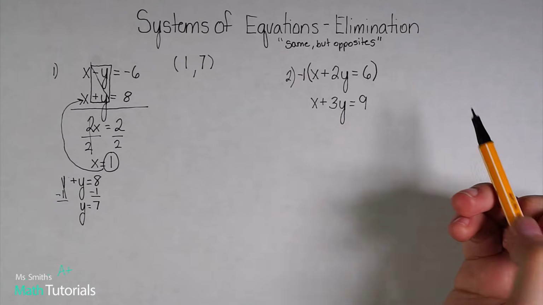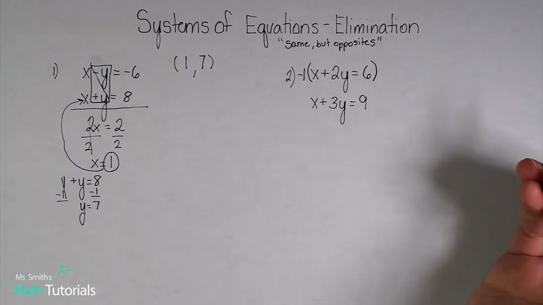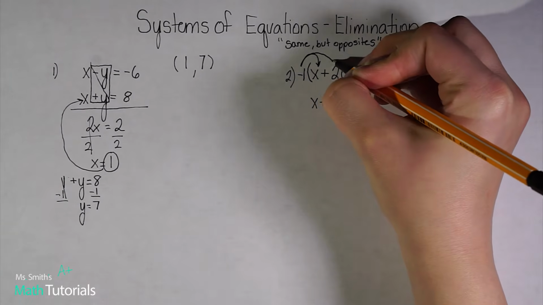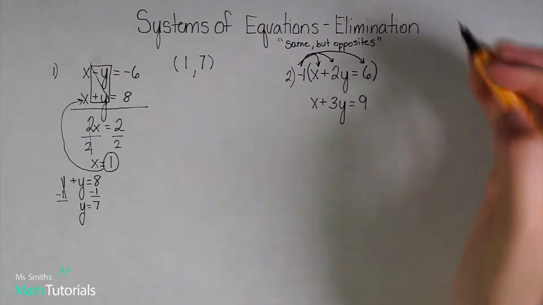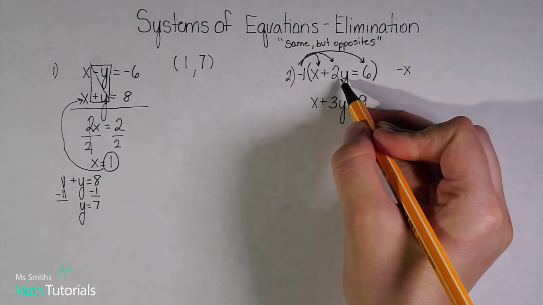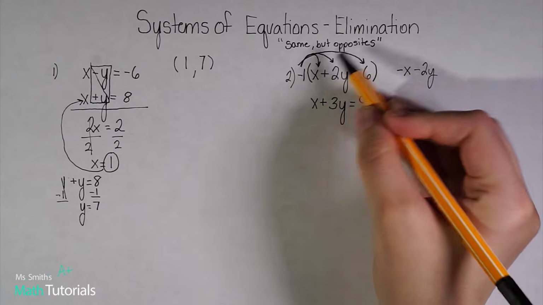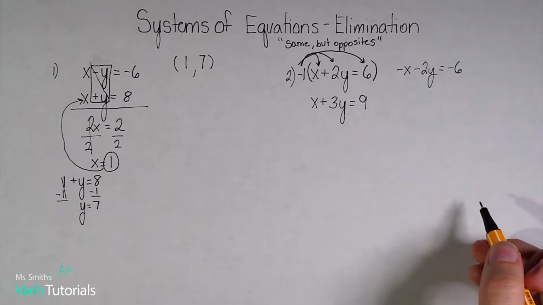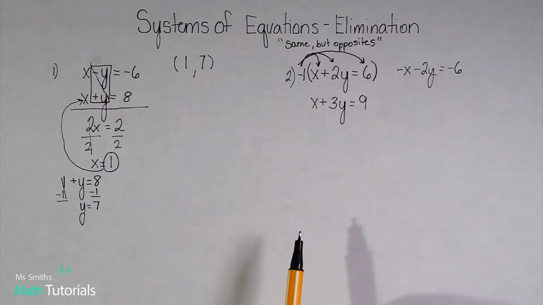So you just have to be careful and make sure you distribute this -1 throughout the whole equation. So I'm distributing it not only there, but there, and there. -1 times x is -x. -1 times 2y is -2y. And -1 times 6 is going to be -6. Okay, so you'll notice I made everything negative.